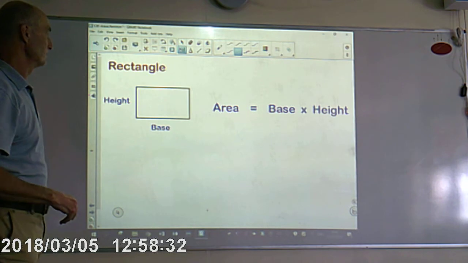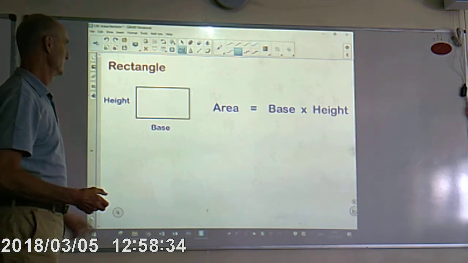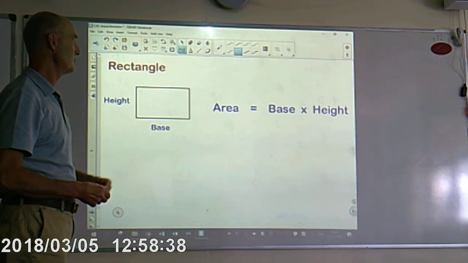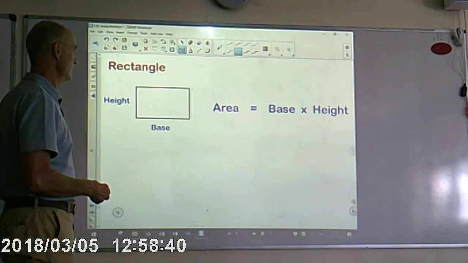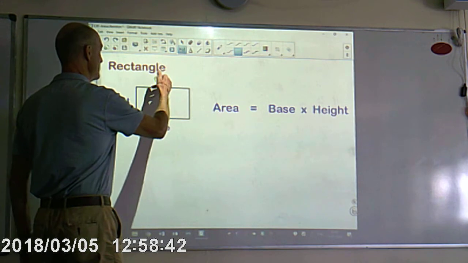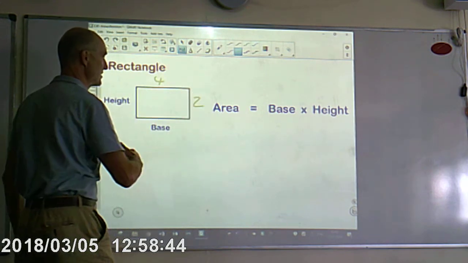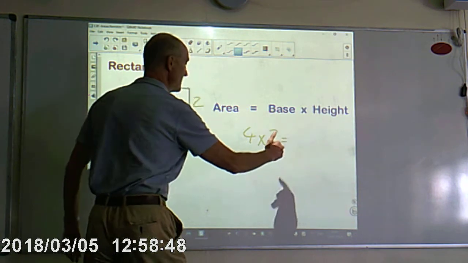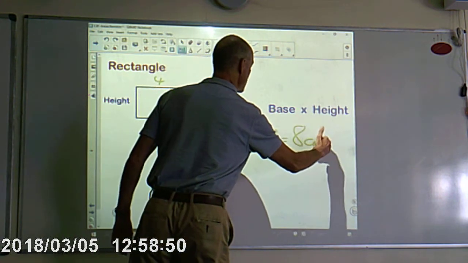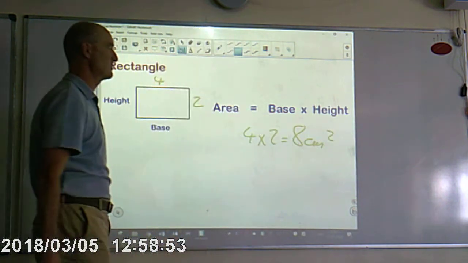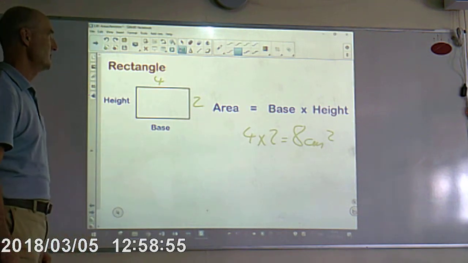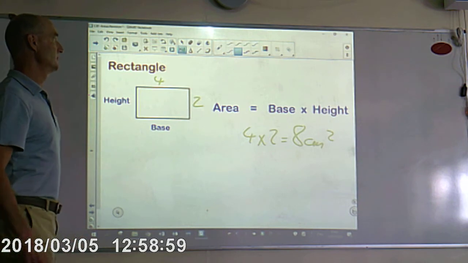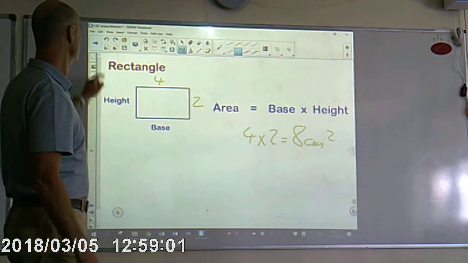A rectangle, very similar. Base times the height will give you the area. So if we had a rectangle that was 4 centimetres by 2 centimetres, our area would be 4 times 2, which would be 8 centimetres squared. Very important you get those units correct. Quite often you will get a mark in an exam for getting those units correct. So make sure you've got that in your head.